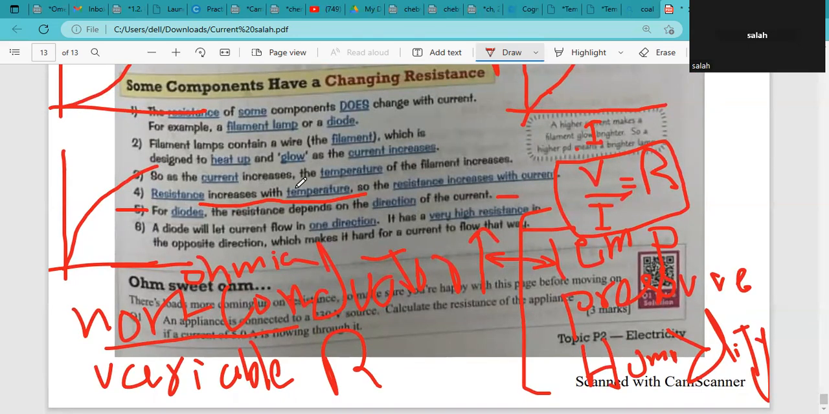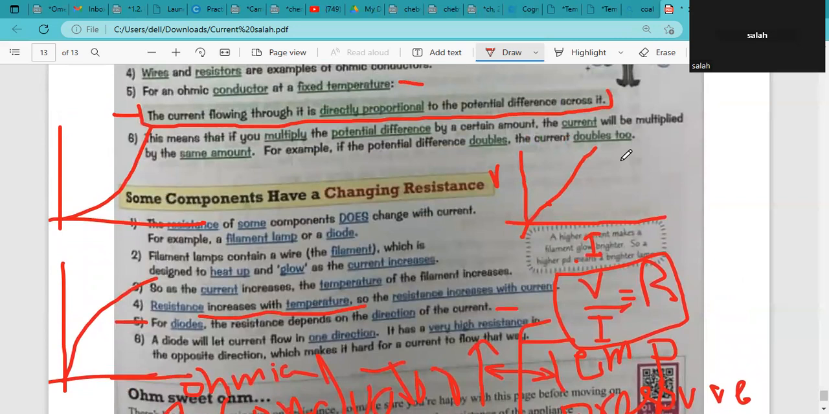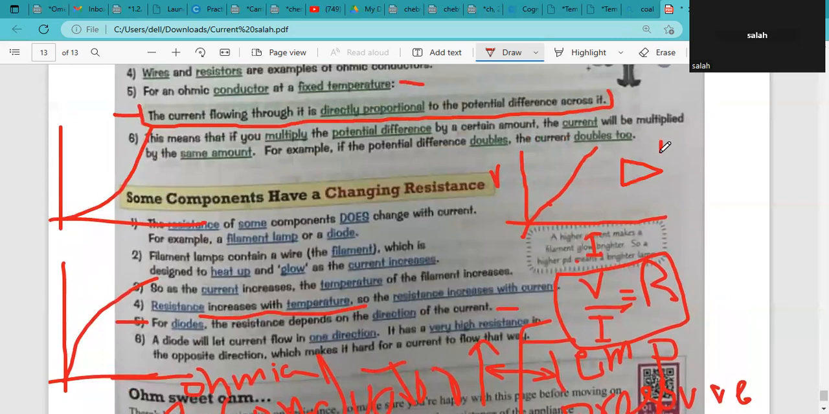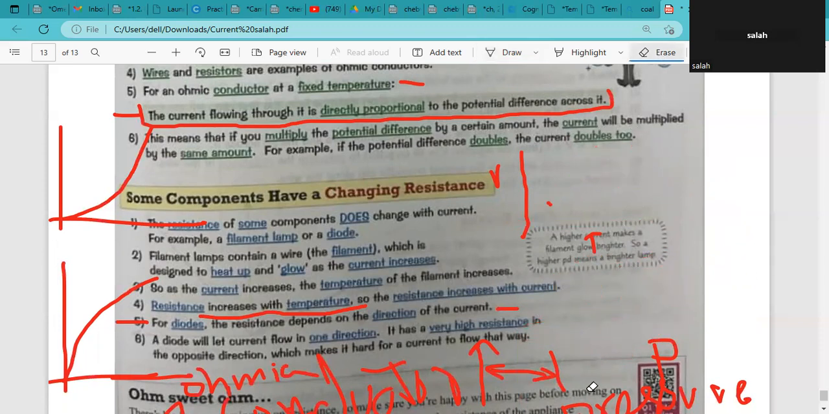For diodes, the resistance depends on the direction. Here is the symbol of a diode. Can you see it? This is the symbol of a diode. If you use the diode in this way in the circuit, the current will flow. If you install it in this way, the current will not flow. Why is that? There is a long physics behind it. When the diode topic comes, we will discuss it in detail. I will give you a short version of it.